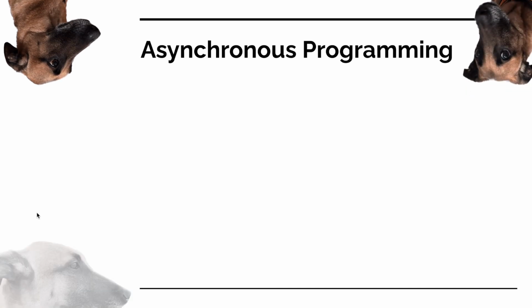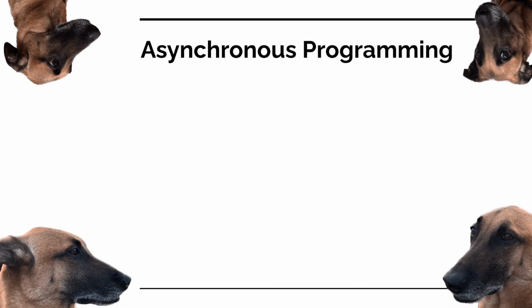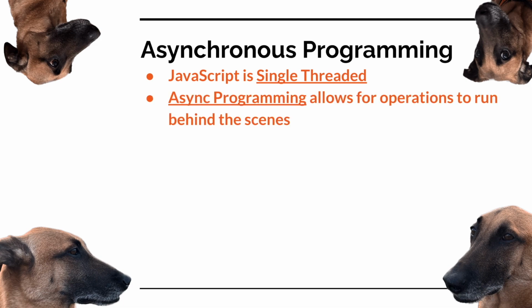Hi there! Today we'll go over asynchronous programming in JavaScript. So, what is it? Well, it's important to understand that JavaScript is single-threaded, which means one operation executes at a time. Asynchronous programming allows for operations that otherwise may have blocked the program to operate behind the scenes and not block the call stack. So, JavaScript has a call stack, which tells it what to execute.